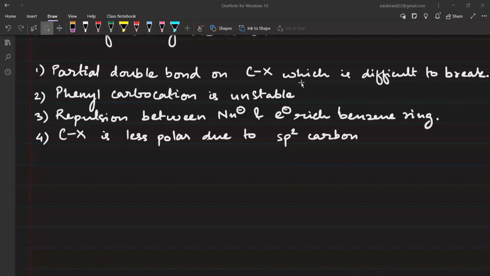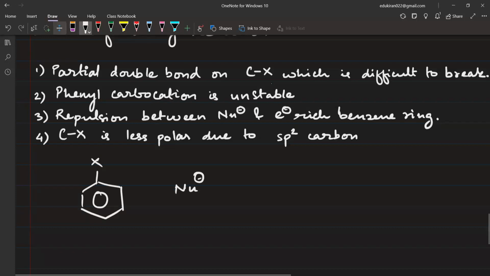Now let us see how we can do SN. So haloarenes can show SN in two cases. See, we have all of these four different reasons, and if we eliminate these four different reasons, then it will be easier to do SN reaction. First of all, what we can do, see, nucleophile is not even coming into contact with the benzene ring and alpha carbon here, right?